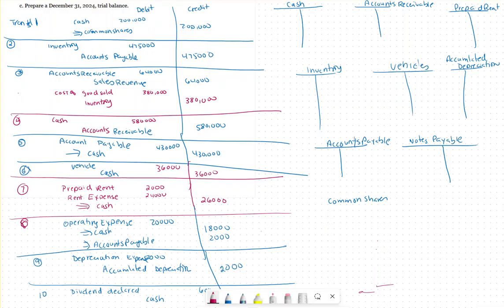So we have common shares. I'm trying to make a line and my screen is not coming back. So let's do our common shares. We also have a revenue account. We also have a dividend revenue account, operating expenses, and depreciation expense.